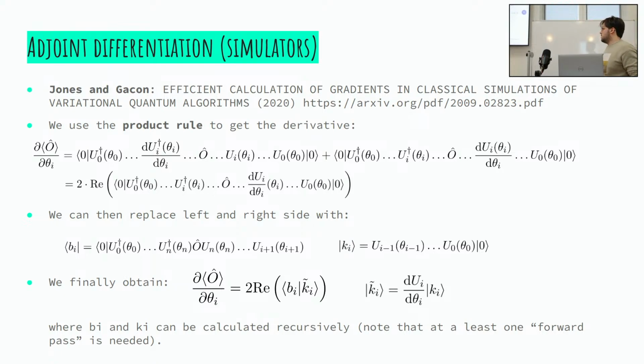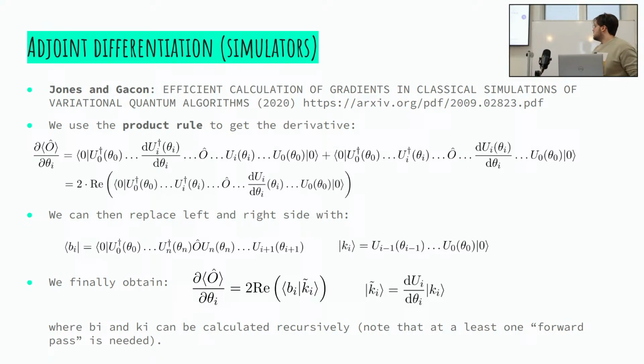So if you take the derivative of the measurement of your observable O, you see that you can use the product rule to apply it one time on the left plus one time on the right. Given the rule for complex numbers, you can see that it's two times the real part of only having the differentiation on the right.